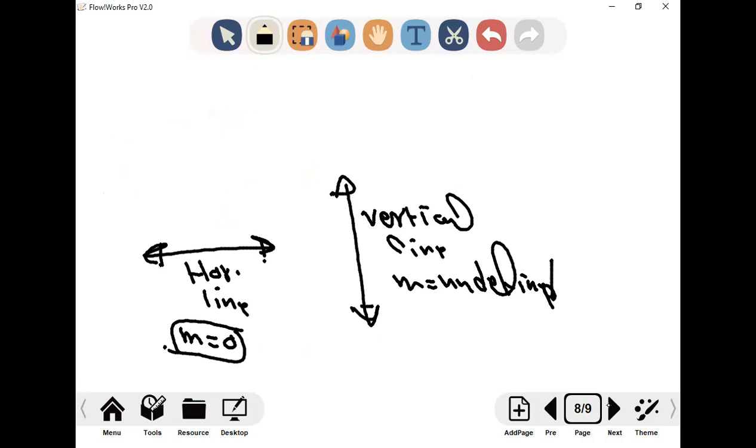If you have a horizontal line, focus. What are the equal coordinates, the x coordinates or the y coordinates? The y coordinates. If you subtract up the same number, it will be 0. Any number minus the same number will be 0, right?